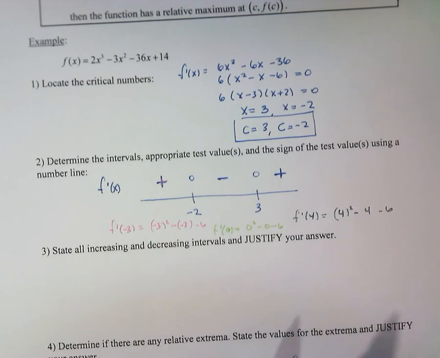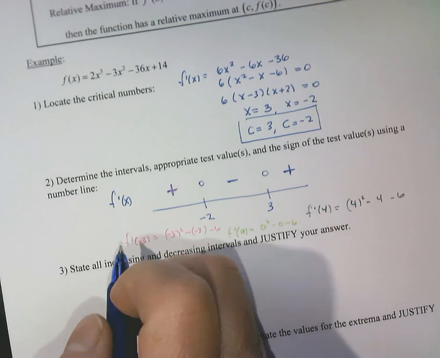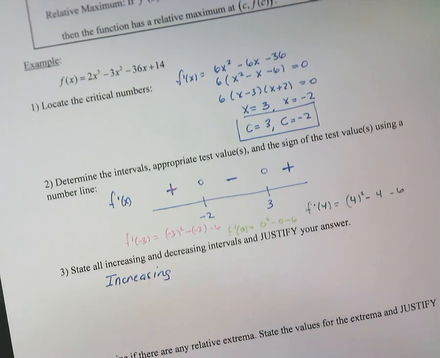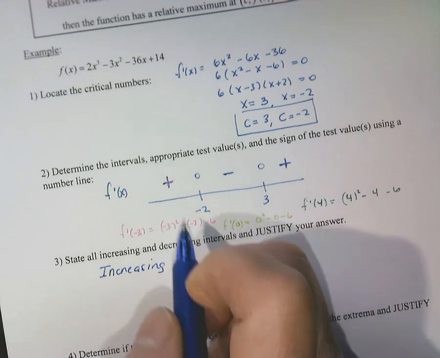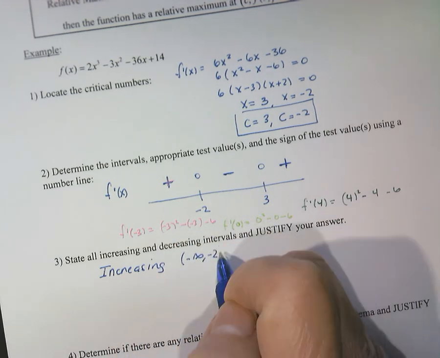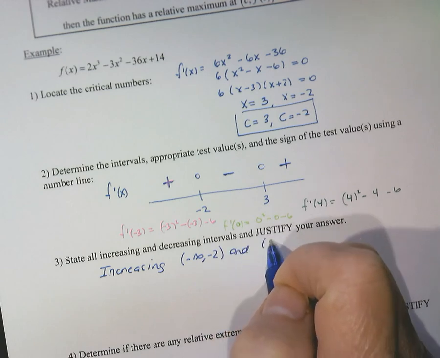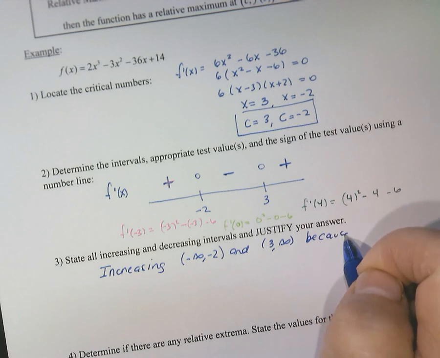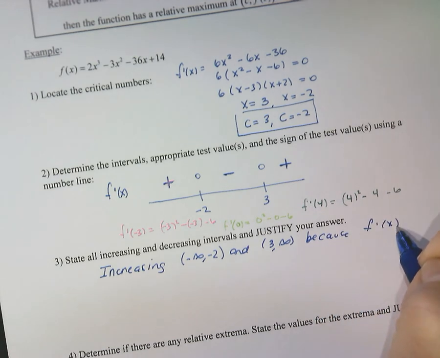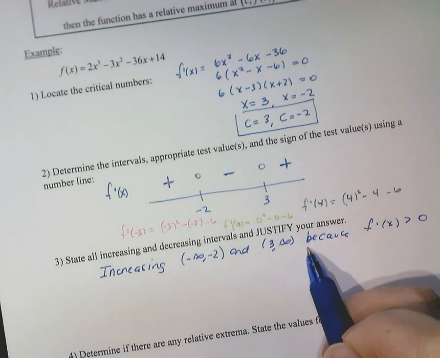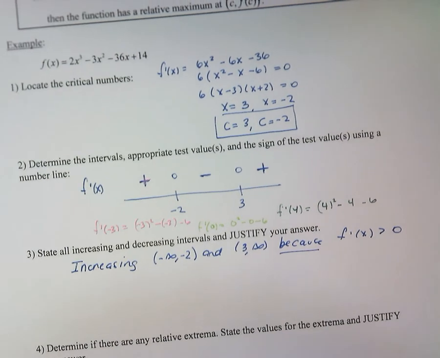So I can state the function is increasing over the intervals from negative infinity to negative 2 and 3 to infinity, because f prime of x is greater than 0. This "because" is extremely important in AP Calculus.